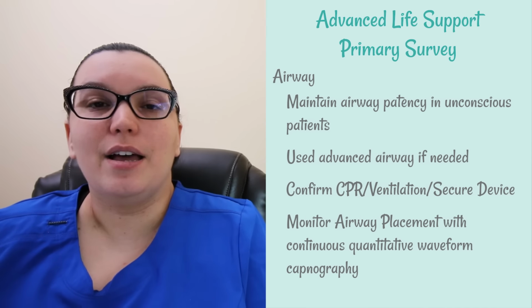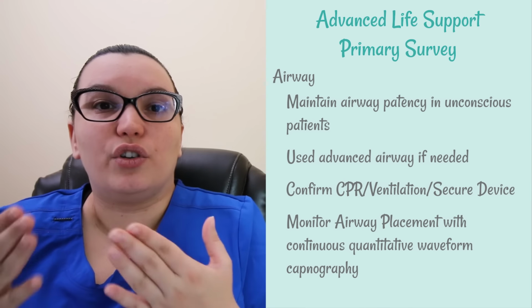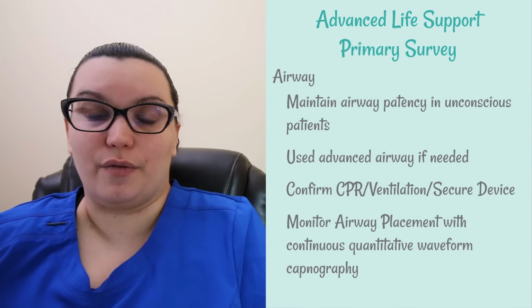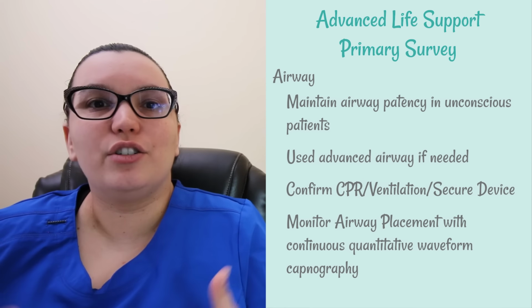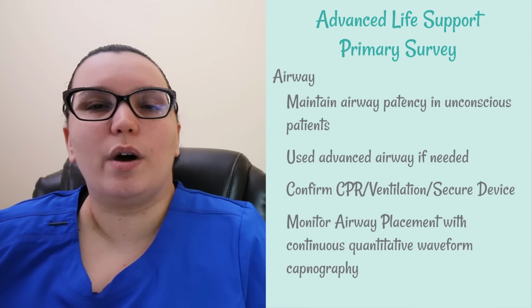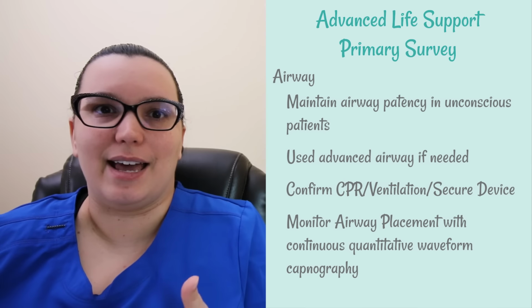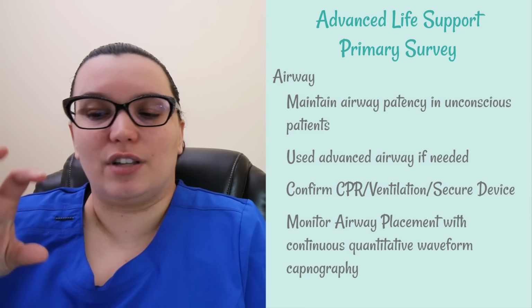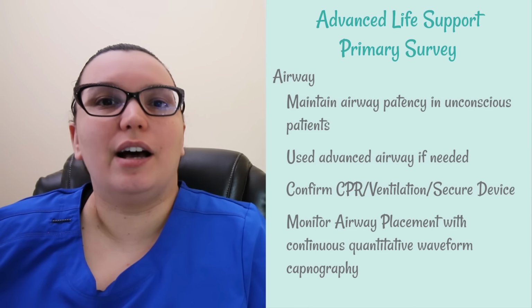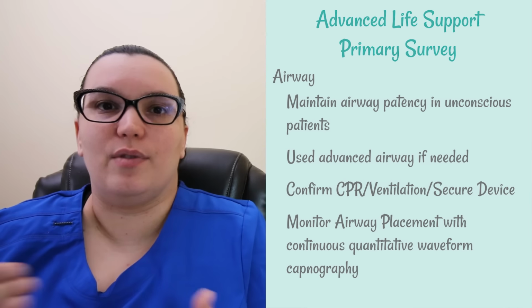Something very big you need to know when you're doing your mega code is you want to secure the device. You want to make sure that once an airway is placed, that device is secured on the patient so that it is not moving. Those are very important things that you need to know for your mega code. You want to monitor the airway placement. How do you do that? Continuous quantitative waveform capnography. There's a couple different ways this is achieved. There's a little device that sits on the bag that'll change colors if there is positive CO2 moving in and out of the patient.